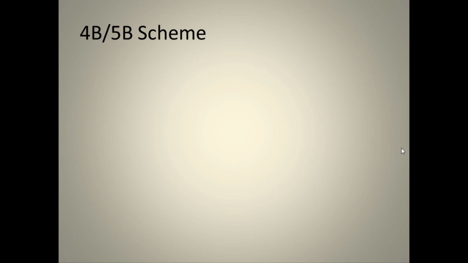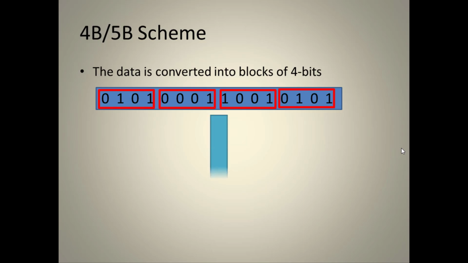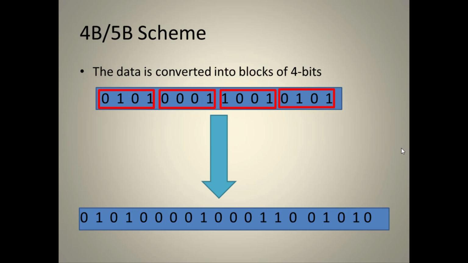Let us take the 4B/5B scheme. In the 4B/5B scheme, our initial data is 4 bits and the converted data is 5 bits. So how does this scheme work? Whatever data we have, we make blocks of 4 bits. This is our original data, and we divide it into blocks of 4 bits and then convert each into 5 bits. So every 4-bit block is converted to a 5-bit block.